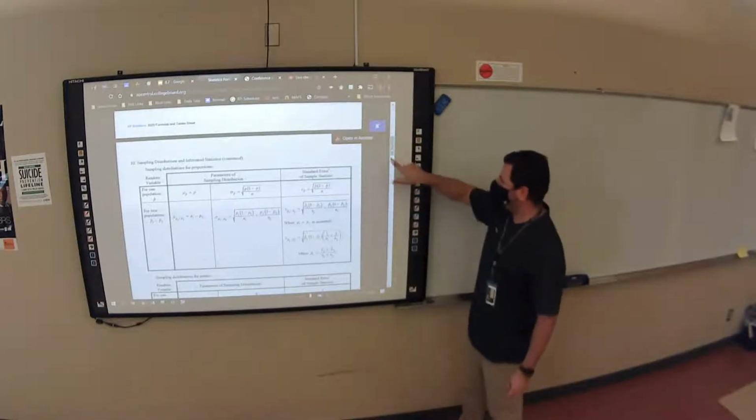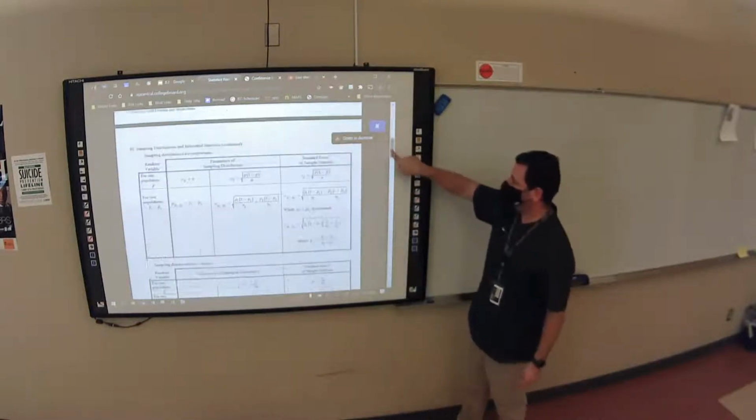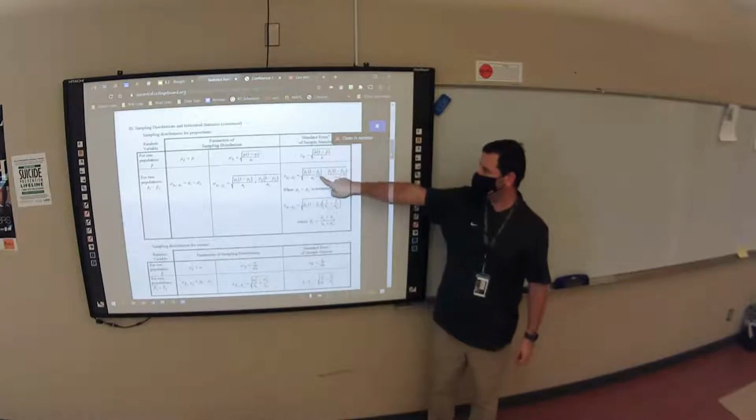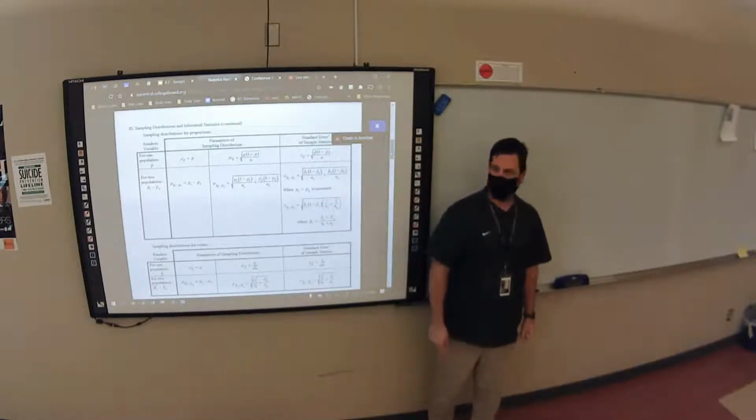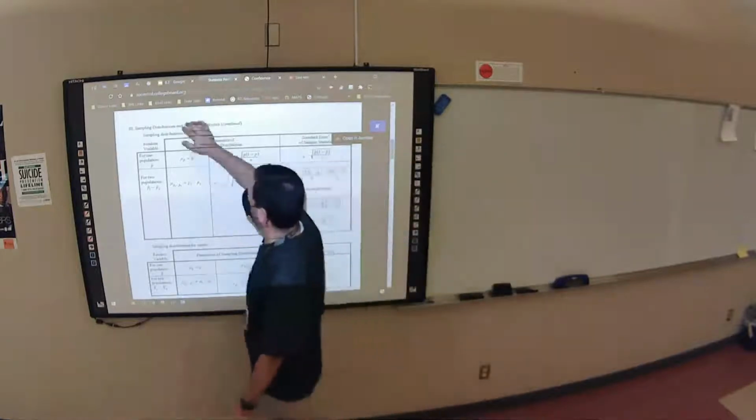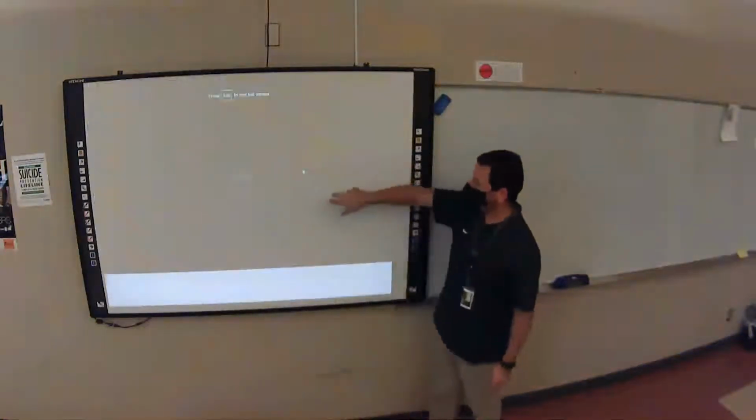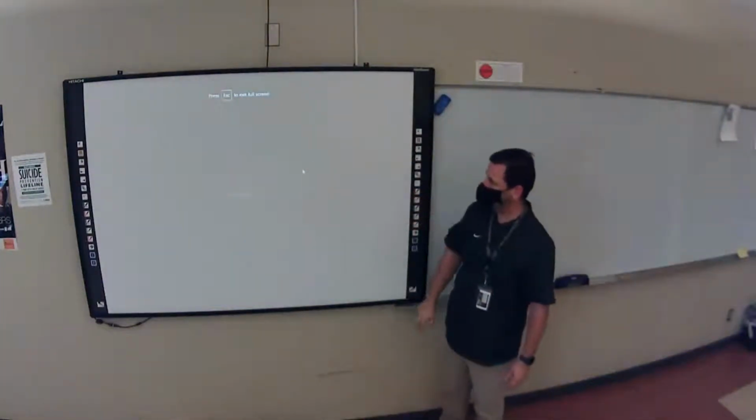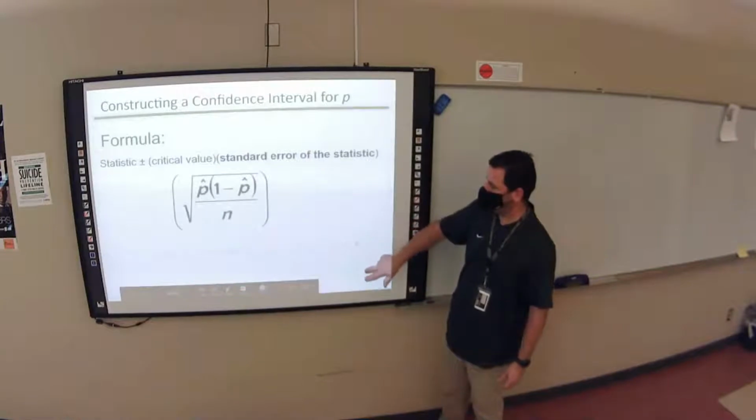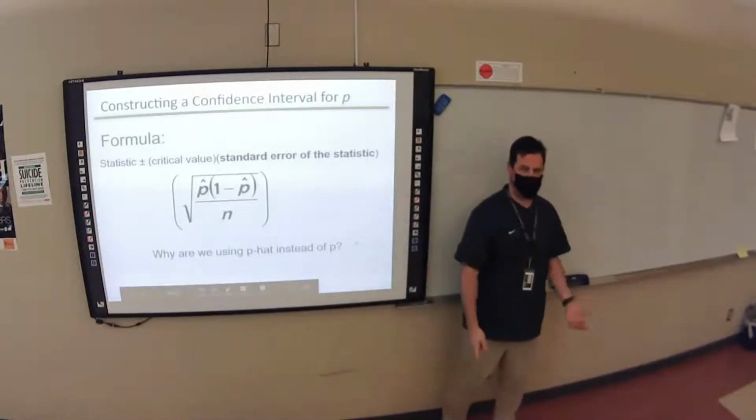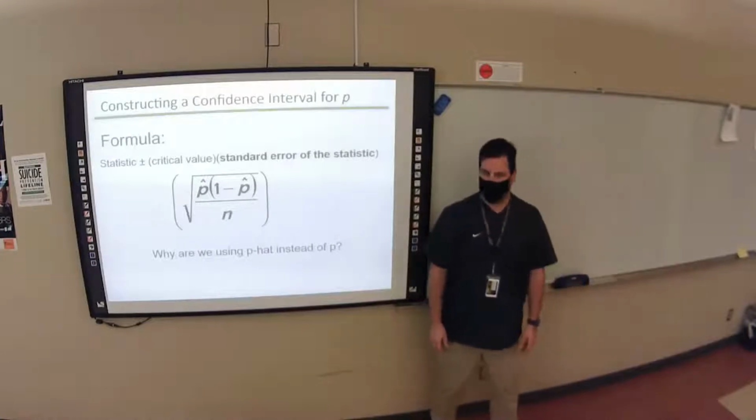When you go back up to the formula and it says standard error of the statistic, here's the standard error of the statistic. So it's on your formula sheet, but not quite. Why are we using p hat instead of p? Because it's a sample, it's not from the population. All right, everybody good?